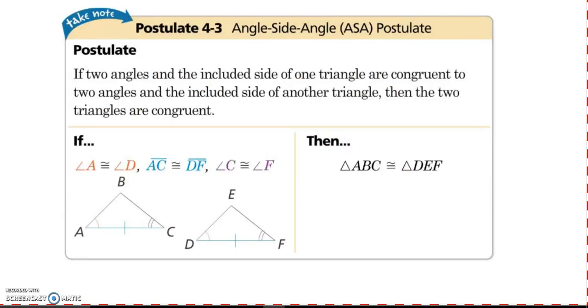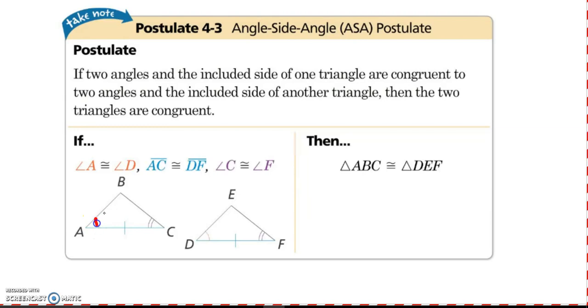So the angle side angle postulate says if two angles and their included side of one triangle are congruent to two angles and the included side of another triangle, then the two triangles are congruent. So in the last section we did side angle side, where it was two sides and their included angle. Now I'm working with two angles and their included side.